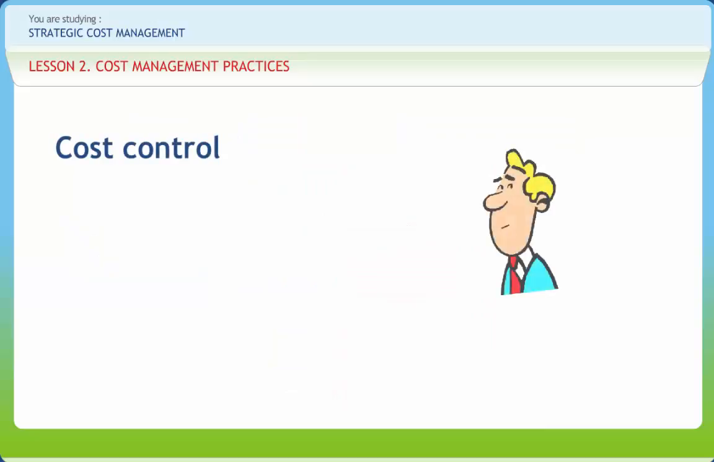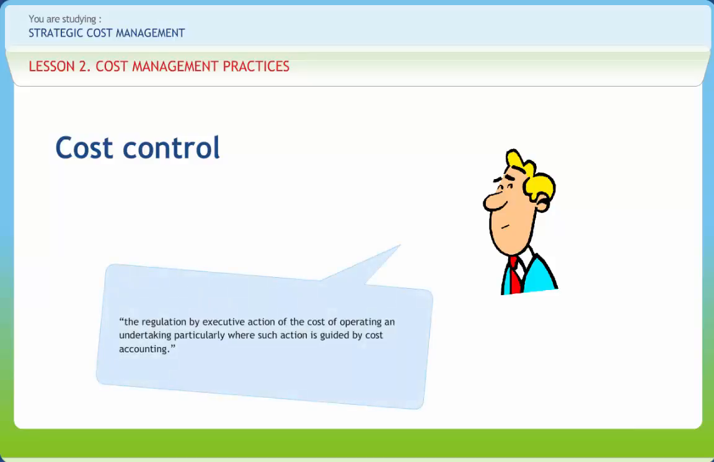Cutting costs is the simplest way to improve your bottom line. The ICMA London defines cost control as the regulation by executive action of the cost of operating an undertaking, particularly where such action is guided by cost accounting. Cost control is exercised through setting standards or targets and comparing them to actual results, with a view to ascertaining deviations from set targets and taking corrective actions to improve future performance.